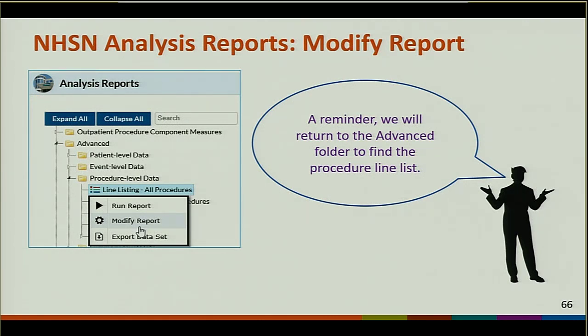So just a reminder, we're going to return to the advanced folder for this section as I run through an example for Mr. Clark and finding his procedure on the line list. So we should be familiar with this, finding this analysis report under advanced in the procedure level folder under line listing for all procedures. And we're going to want to modify this report just to highlight procedures like Mr. Clark's.